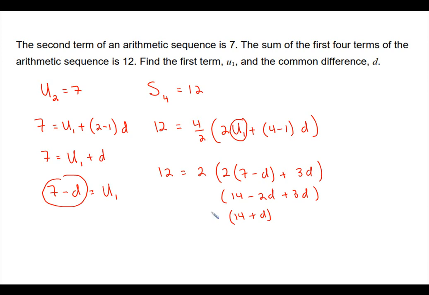times this 2 on the outside, or actually we could just divide by the 2, so we can make this equal to 6. 6 is equal to 14 plus d, so minus 14 on both sides. So we know our common difference is going to be negative 8. So now that we know what our d is, the common difference, we can substitute into here to find the first term. So 7 minus negative 8 is equal to the first term. So negative becomes positive, so we know the first term is going to be 15. Okay?